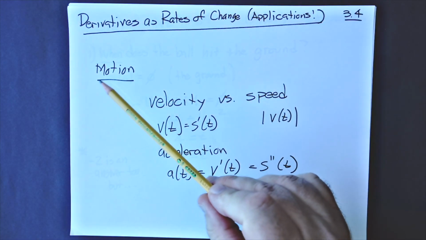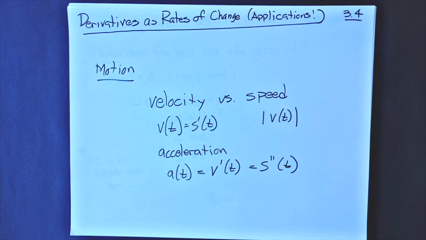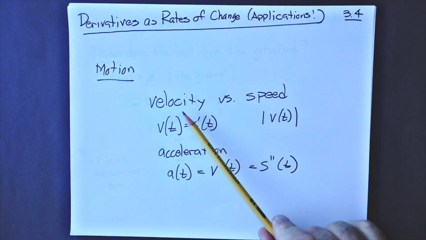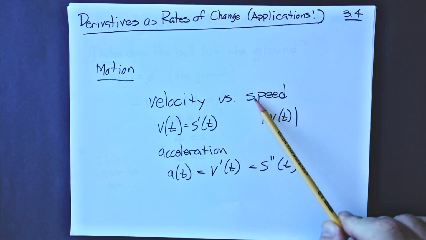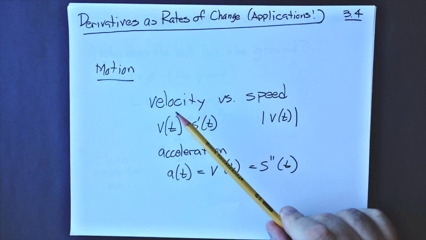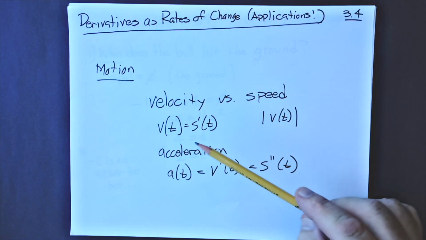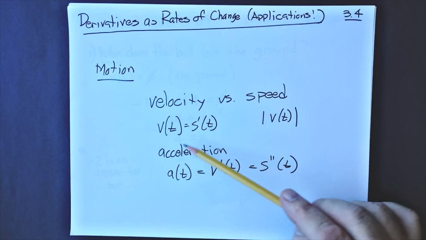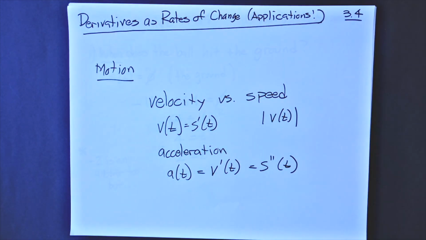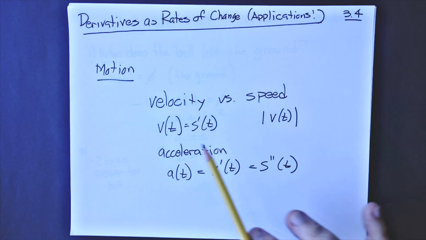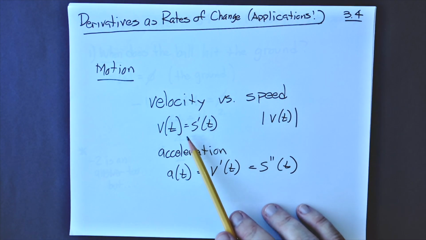So first, for engineering and physicists and stuff, we have motion. And so we're going to just briefly talk about the difference between a couple terms here. So the first term is velocity versus speed. And velocity is given as the derivative of the position function. So that's a super important relationship. We're going to use that for the rest of our lives in calculus and science. So you'll get used to that there.